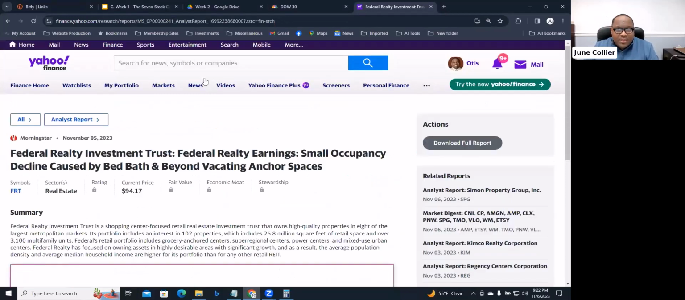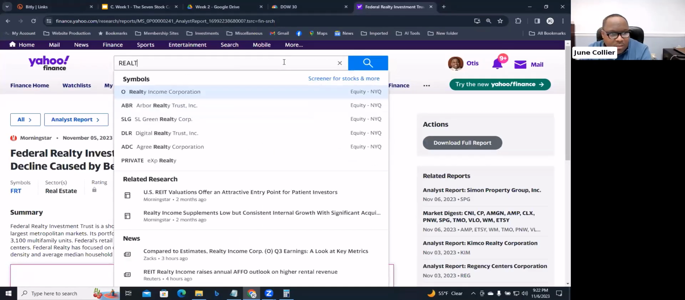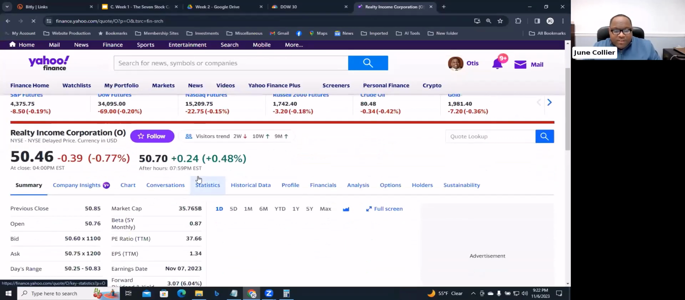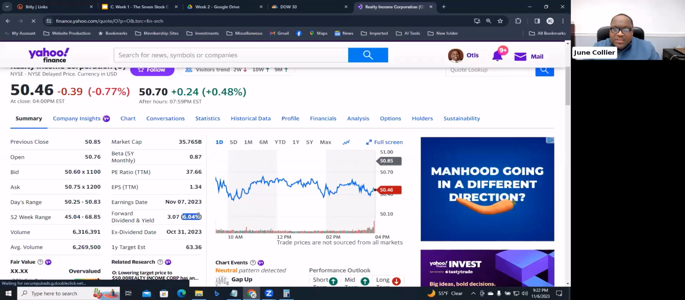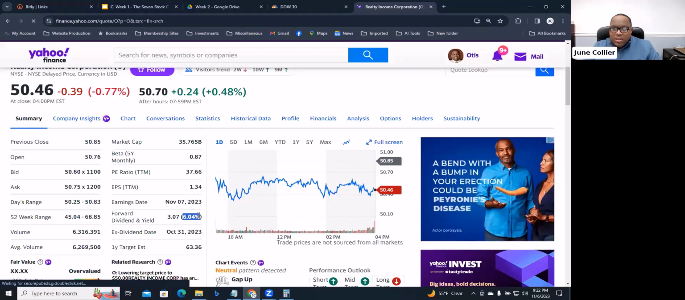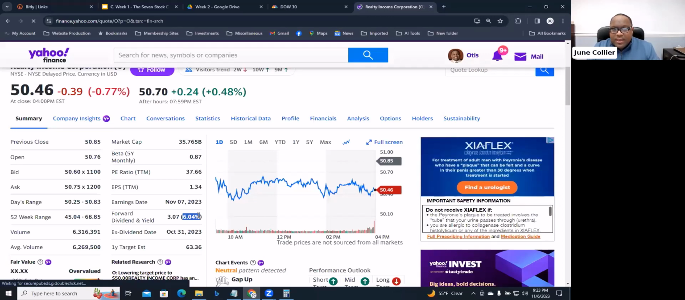And let me see if the ticker symbol actually comes up. Realty. There we go. Their ticker symbol is O. So they're $50 and they pay out 6% in dividend yield. Okay. So real estate companies that have shopping centers where your grocery stores are, your malls, those types of companies, you can invest in those companies and you get great dividends from them in the form of real estate dividends, okay?